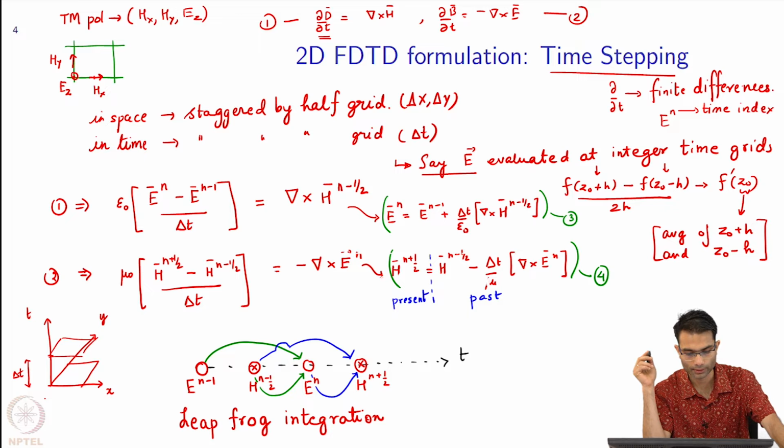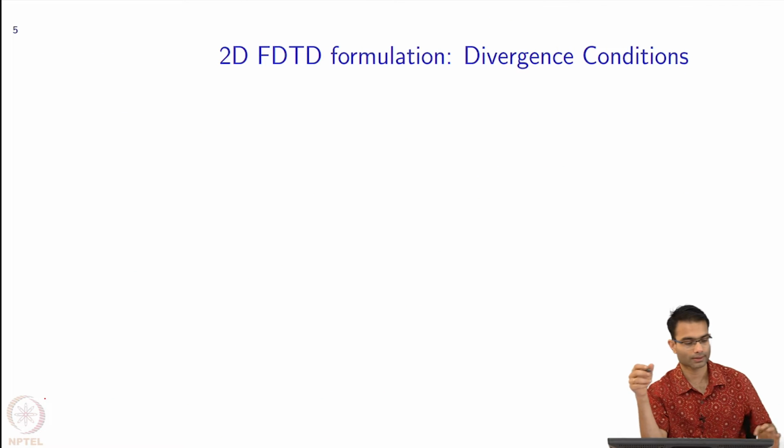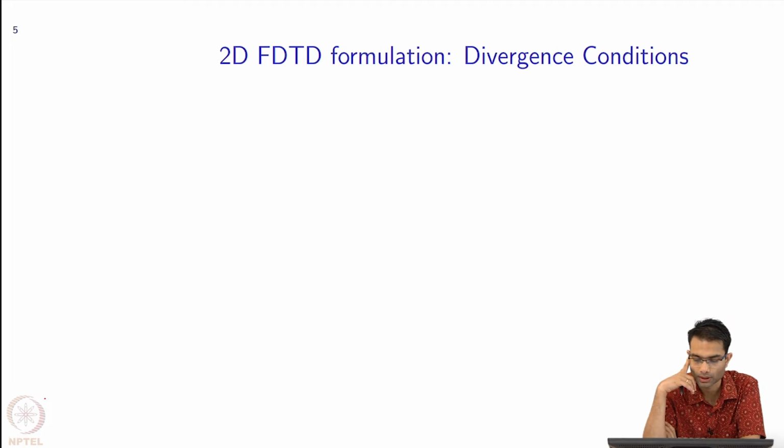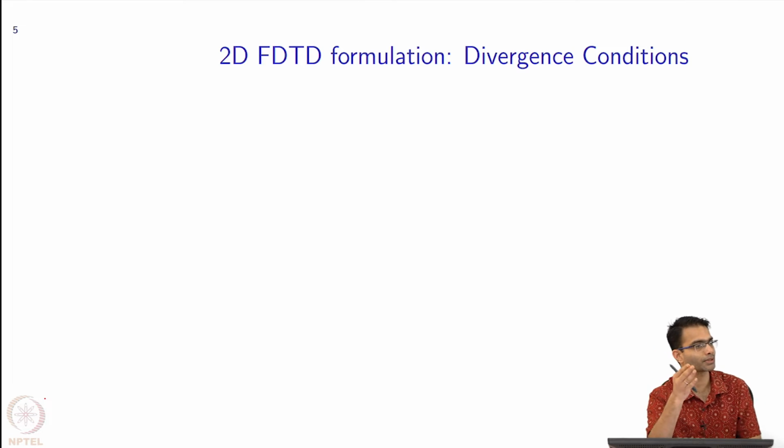Alright, so let's move to the next discussion, which is about divergence conditions. Now notice that when we used our Maxwell's equations, we actually used only the first two Maxwell's equations, we didn't touch the other two equations. So the actual question that comes is, when I am doing this discretization in space and time, what happens to the other conditions? Are they being violated or are they being respected, right?